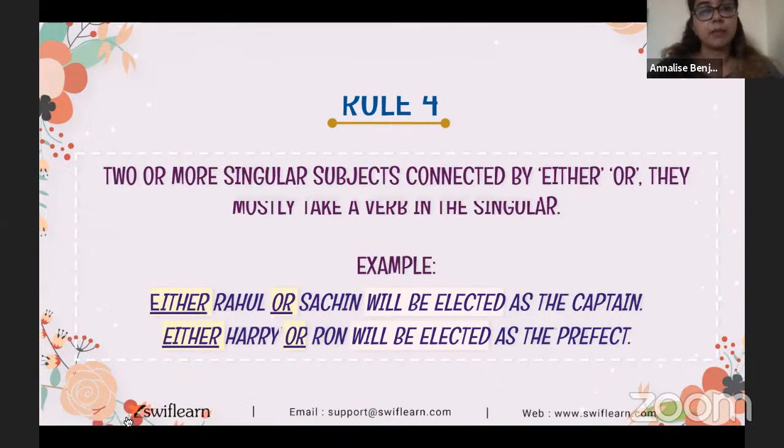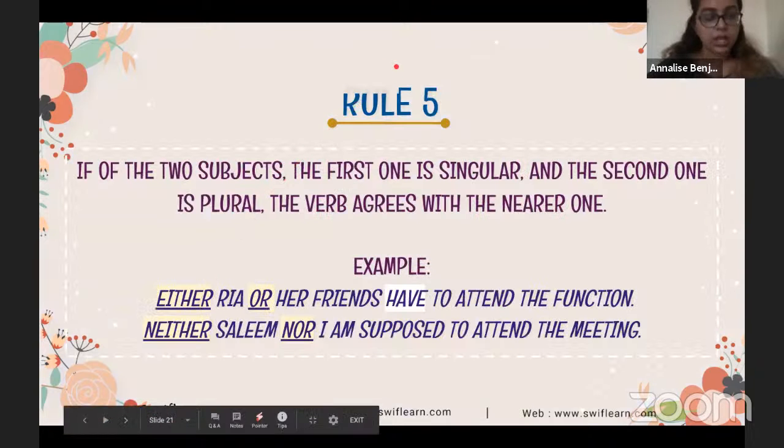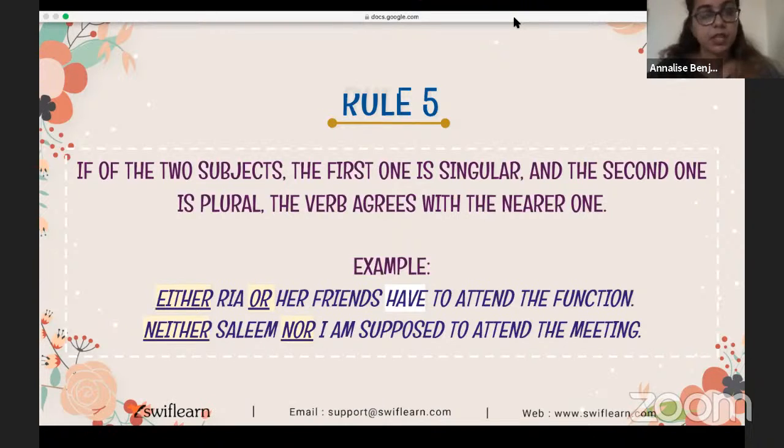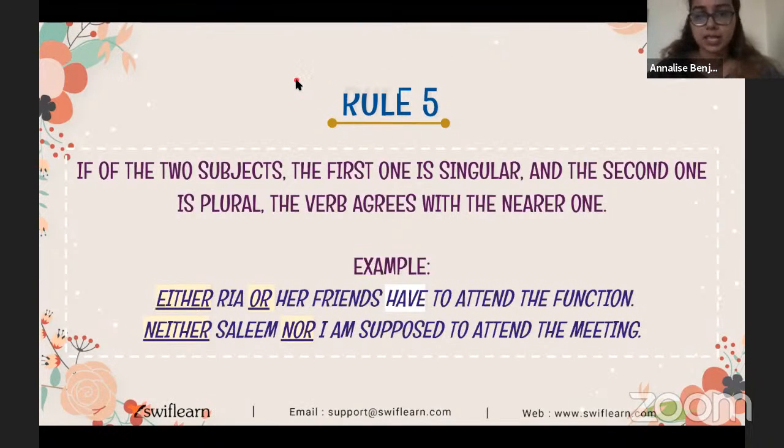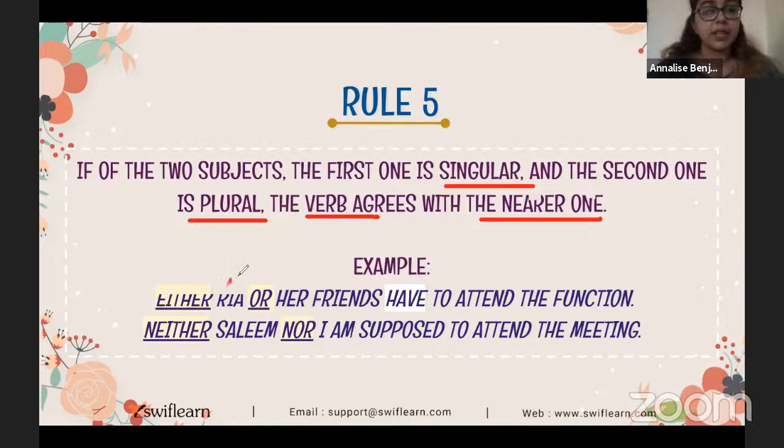Next is rule number 5. Rule number 5 says that if there are two subjects, the first subject is singular and the second subject is plural, the verb will agree with the nearer one. That means it will agree with whichever subject is closer to the verb. Look at this example.